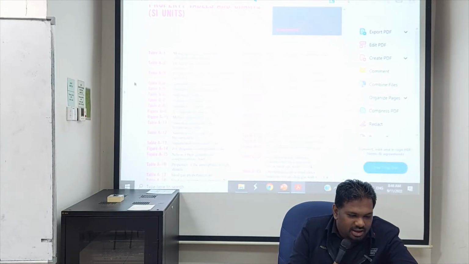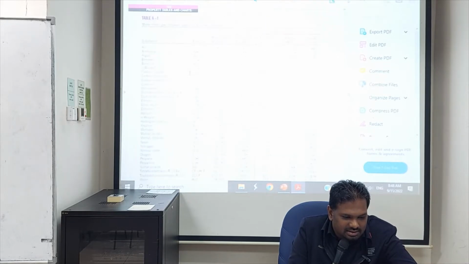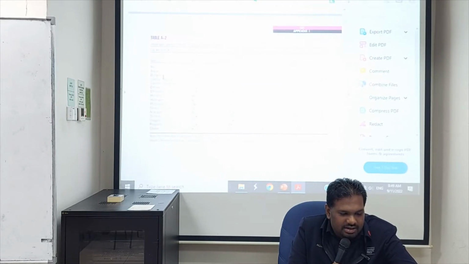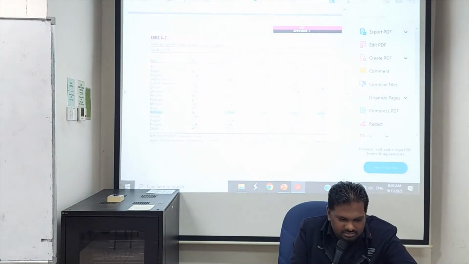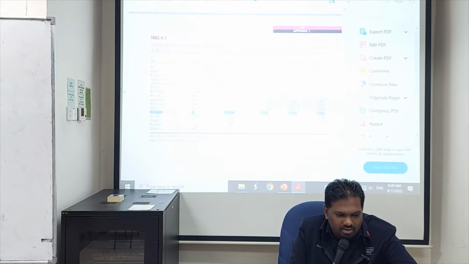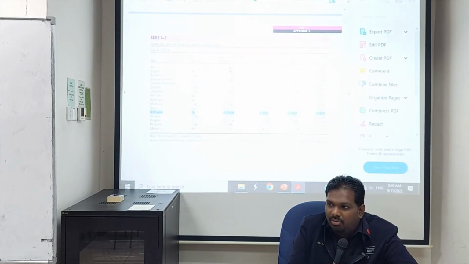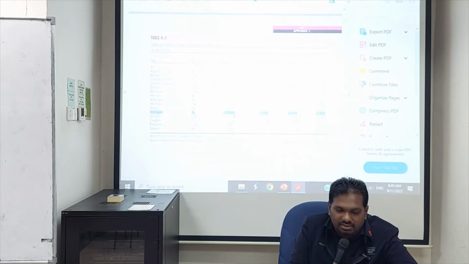A2. Okay, ideal gas. Ideal gas, specific heat of various common gases. So kalau you tengok table A1, table A2. Tengok. So dekat sini tadi gas apa? Nitrogen. So tengok dekat nitrogen. So tengok ada formula dia, ada gas constant. So if the formula requires the value of R for nitrogen, so you ambil 0.2968.